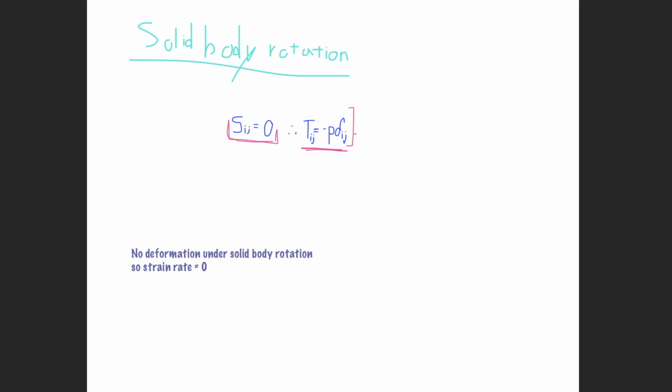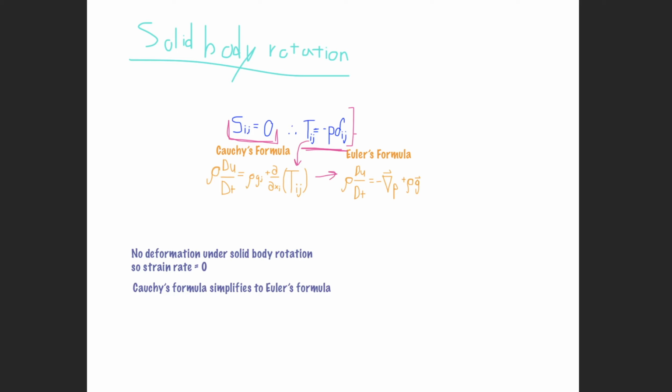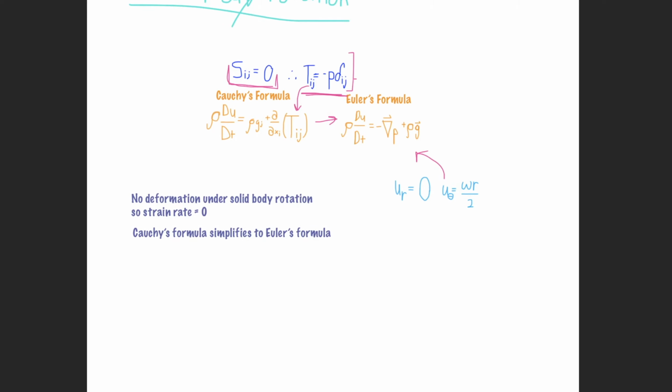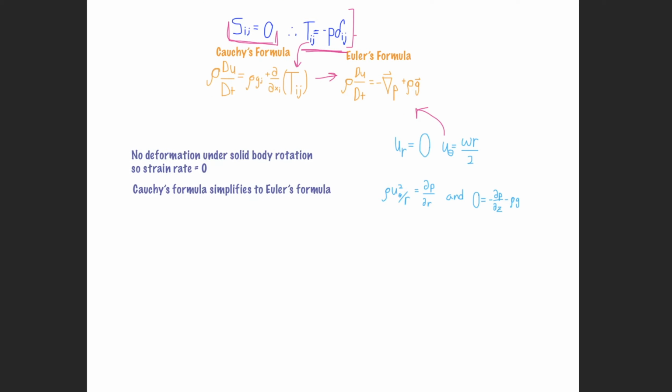Now, because we're dealing with just the diagonal components, when we take our Cauchy's equation of motion and plug in this simplified stress tensor here, what we are left with is actually a simplification down to Euler's formula. So Cauchy's formula simplifies to Euler's formula. And when we take our velocity components, our radial and angular velocity, and we plug them into Euler's formula here, what we end up with are two partial differential equations. So these two partial differential equations.